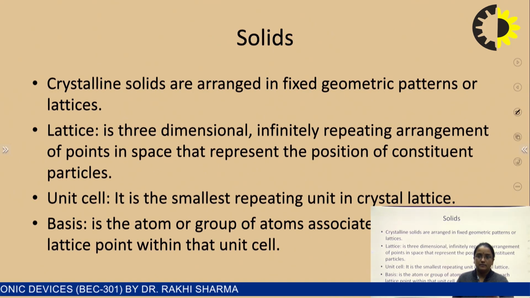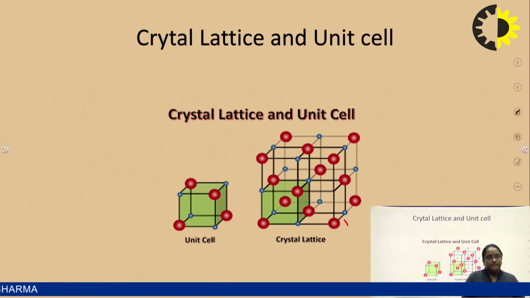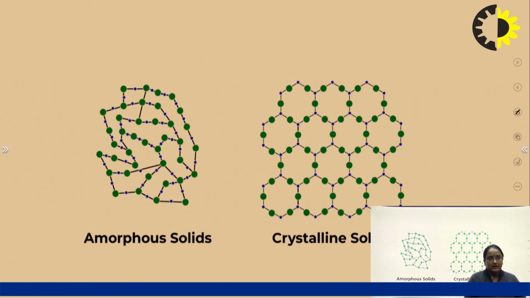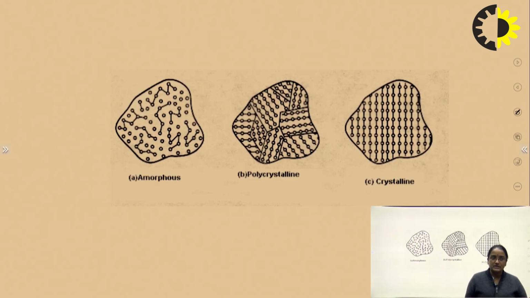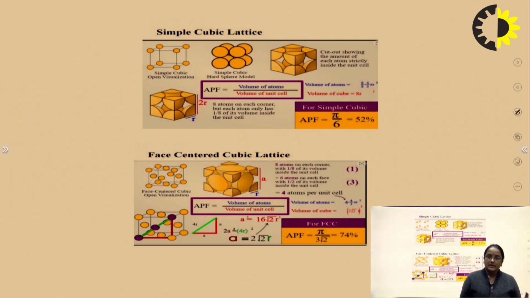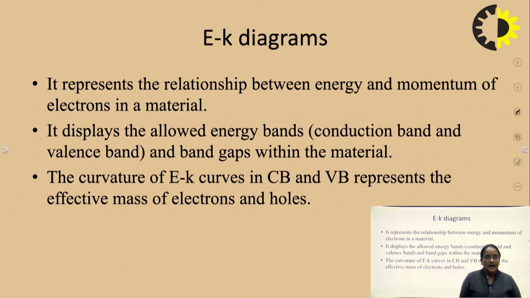The next part, which is considered part of your first unit, particularly dedicated to the students of second year, is that of solids. We have gone through the crystalline solids, amorphous, polymorphous, and particularly their crystal structures and atom contribution. And the third part that we have covered in this lecture is the EK diagram, which is also the most important part of your first unit of electronic devices.